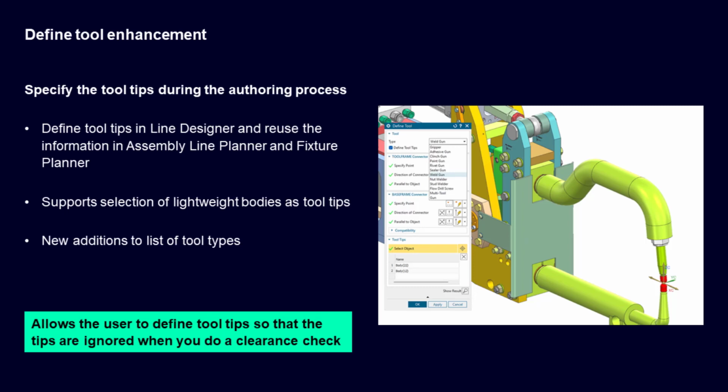The Define Tool command is enhanced to provide the users with the option to define tool tips. Once the tips are defined, this information can be reused in applications like Assembly Line Planner and Fixture Planner. In Assembly Line Planner, for example, in the Validate Tool command, in Station Detailing mode, these tips will be ignored while performing a collision check.